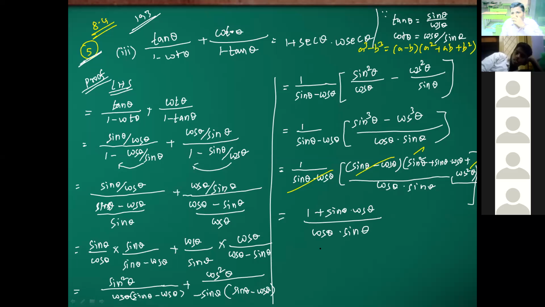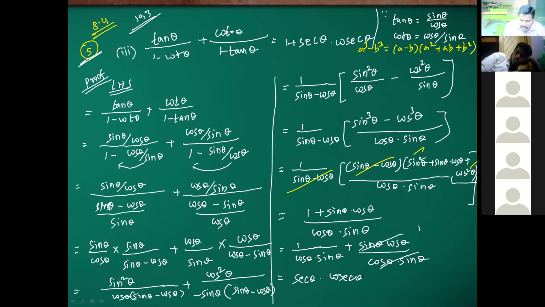The denominator is common for both numerator terms. So 1 divided by cos theta into sin theta, plus again sin theta into cos theta divided by cos theta into sin theta. What I am doing is splitting the denominator for both numerator terms. Now here this is fully cancelled to 1. But this is 1 by cos, we know that is secant theta, and like that 1 by sin we know that is cosecant theta, plus after cancelling everything I have 1.